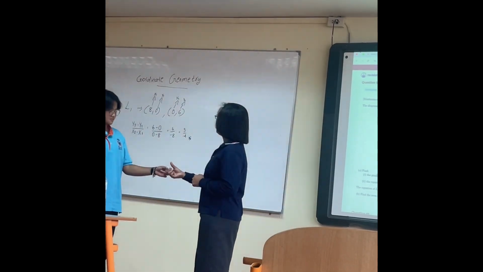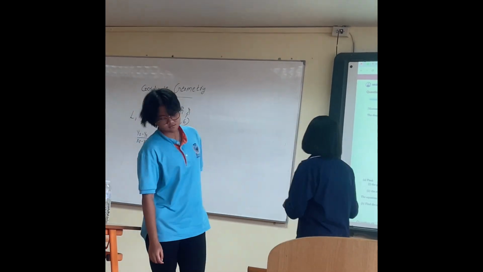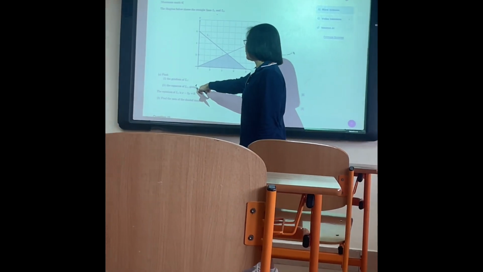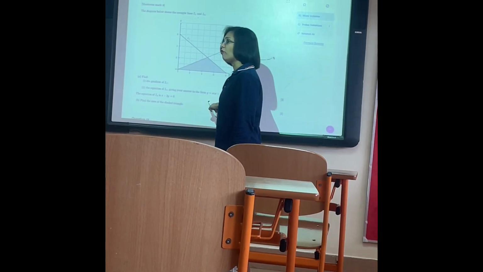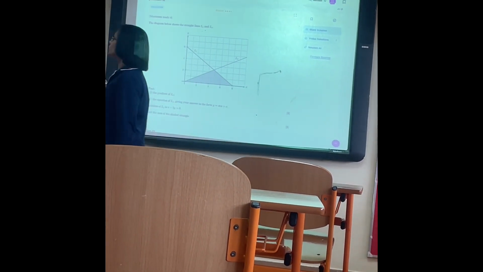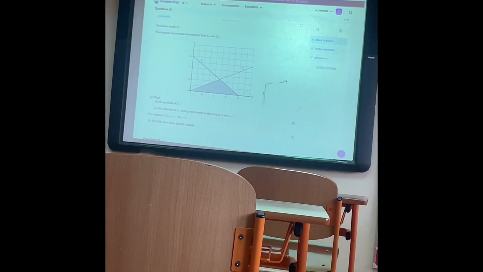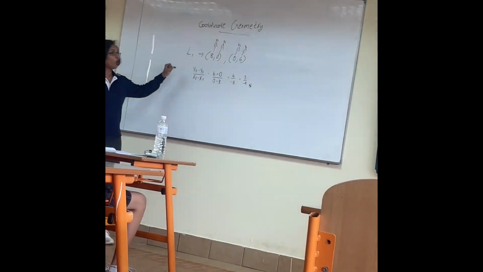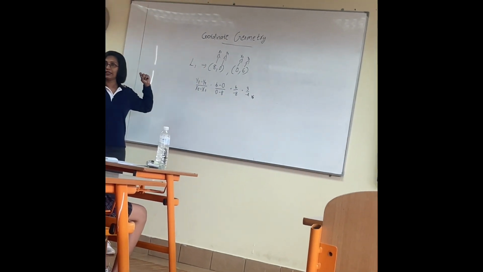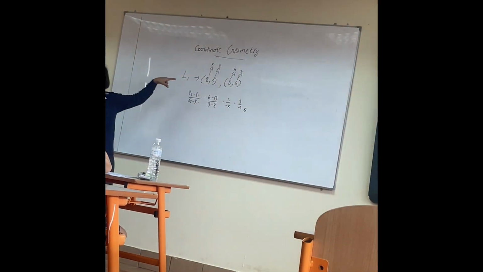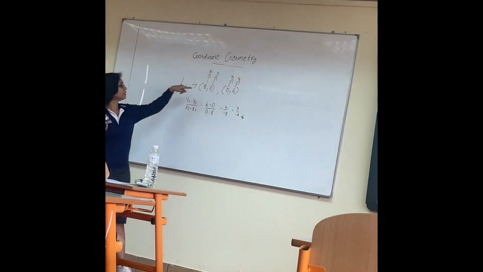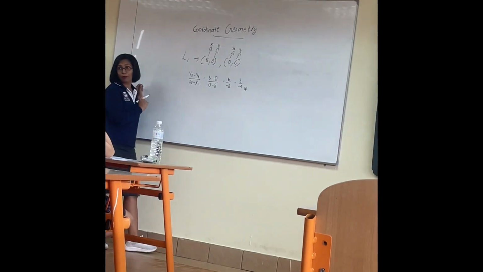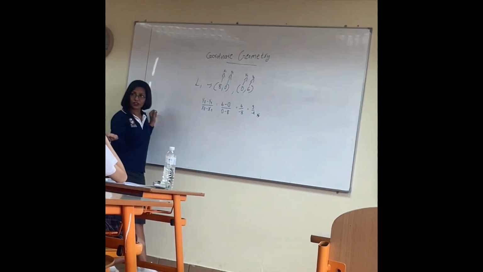Okay, so we have the gradient for L1 already, right? So now, what is the question? You need to find the equation, right? In the form of y equal to mx plus c. So what are the things we need to find the equation of L1? We have the slope already. So what else? Yes, we need a point. Any of the points you can choose, either this or this. Both are okay.